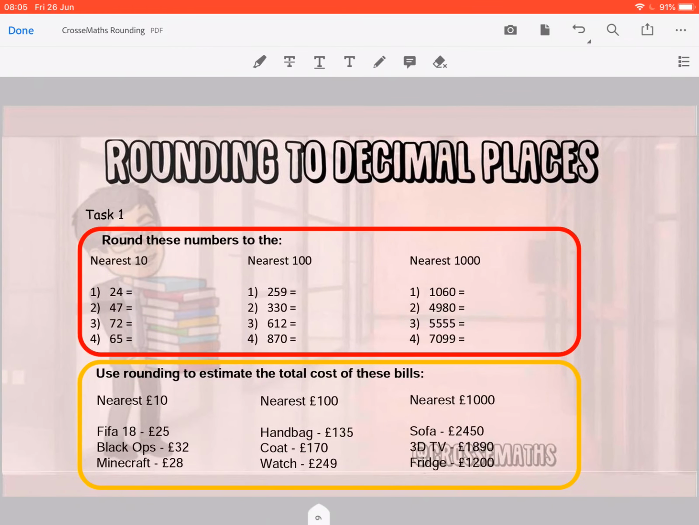Right then, so have a go. What I'd like you to do is pause the video now and have a go at some of these questions. If you're feeling confident, do the yellow box at the bottom. If you're not feeling confident, do the red box at the top.